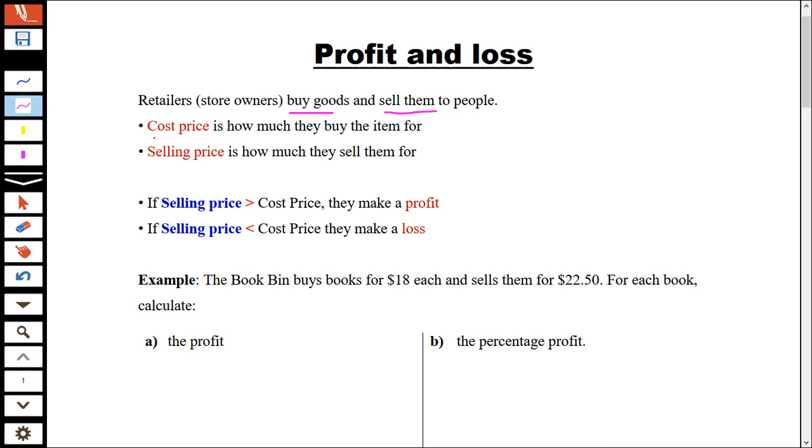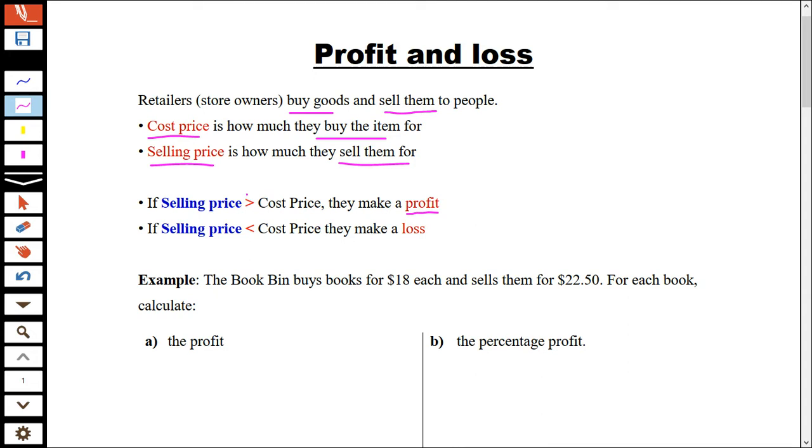So let's have a look at this. First of all, cost price is how much they buy the item for. Selling price is how much they sell it for. Now, how do you know when they make a profit? Well, if the selling price is greater than the cost price, in other words, if they sell it for more money than what it costs them to get the goods, then they make a profit. If the selling price is less than the cost price, then they make a loss.